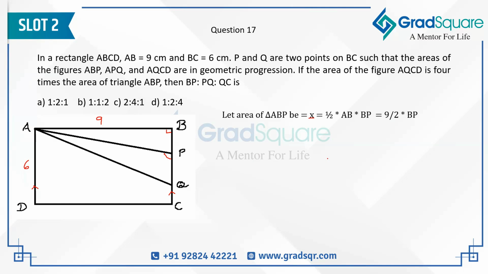So we can write its area as half into AB into BP, and we know the length of AB. So I'm going to put the length of AB as 9. So I get triangle ABP's area as 9 by 2 into BP.